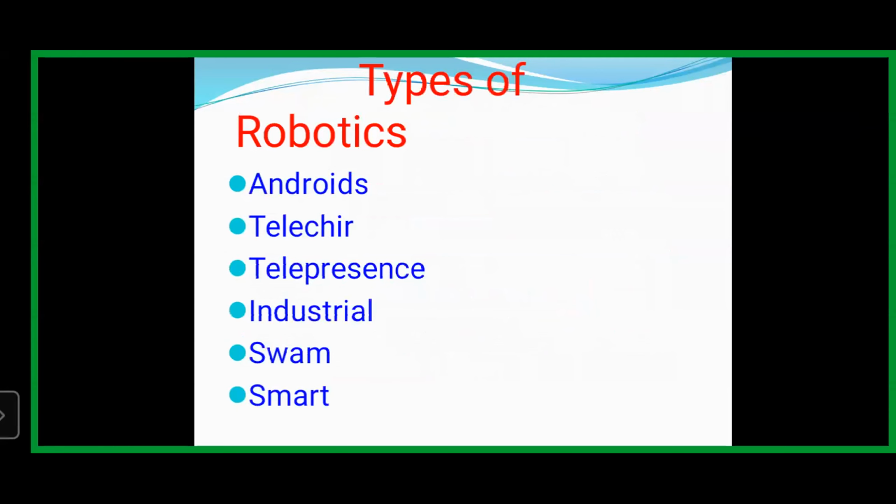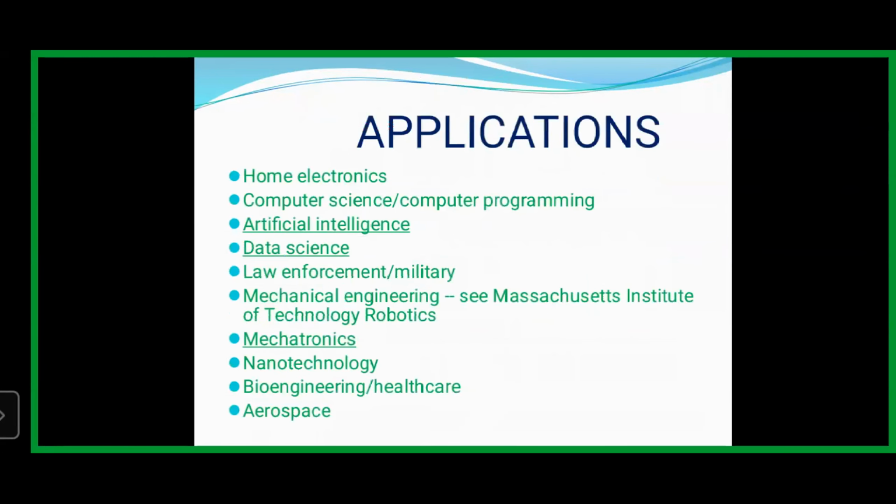The types of robots we are using are industrial robots, domestic or household robots, medical robots, service robots, military robots, entertainment robots, space, hobby, and competition robots. Some applications of robotics are home electronics, computer science, exploration, space missions or underwater exploration, medical assistance, data science, artificial intelligence, nanotechnology, and industrial applications like assembly, painting, welding, and home help applications. We are using it in aerospace also.